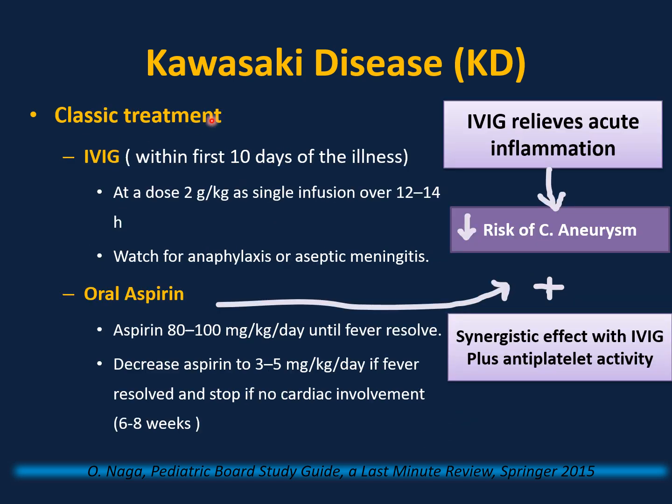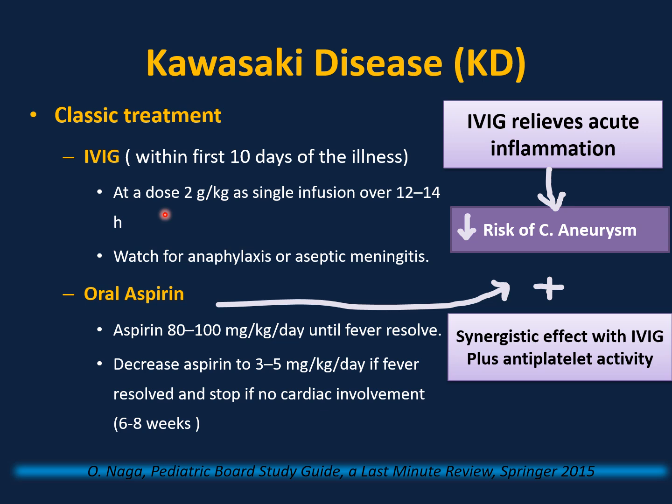Classic treatment of Kawasaki disease: intravenous immunoglobulin or IVIG and aspirin. Why do we give IVIG? Because it relieves acute inflammation and decreases the risk of coronary aneurysm. The maximum benefit is when given within the first 10 days of illness, average 5 to 7 days of illness. IVIG, the dose is 2 grams per kilo as a single infusion over 12 to 14 hours.